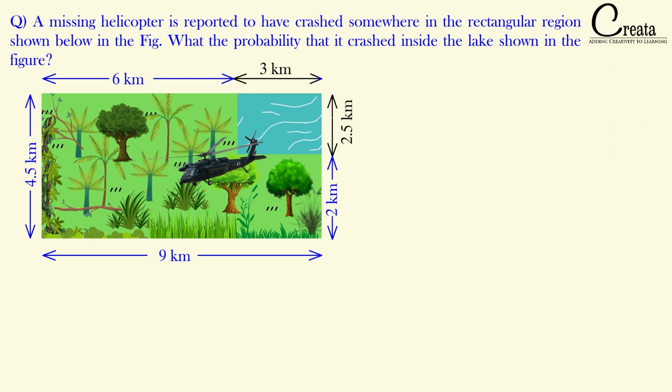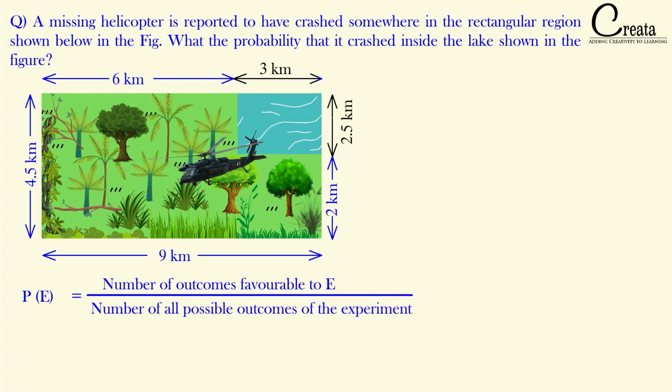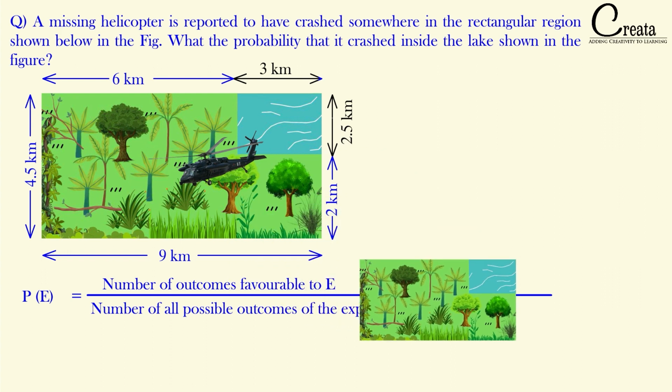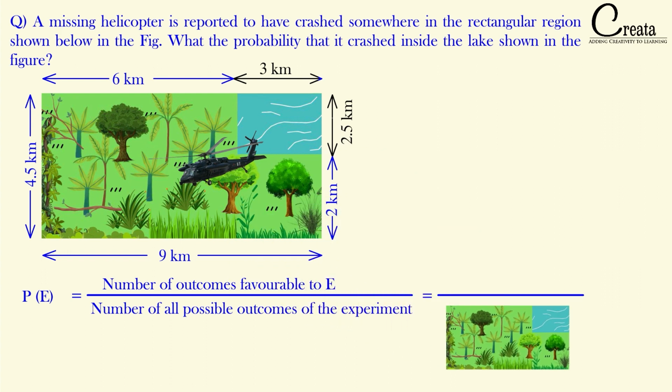How will we proceed with this? We will again use the formula of probability: in the denominator the total cases will come, and in the numerator only the favorable cases will come. Here the total case is the area of this rectangular region, and the favorable case is the water region, that is this rectangular water region. That will come in the numerator, and in the denominator the total area of the rectangular region will come.